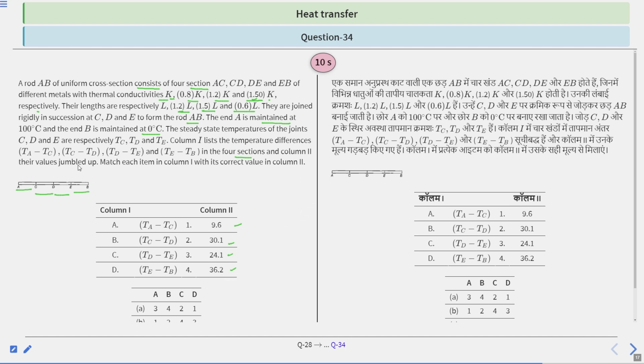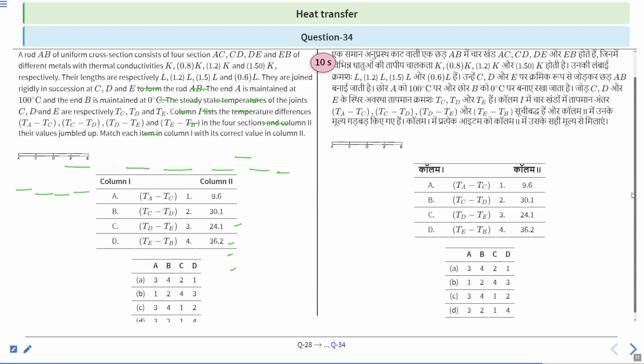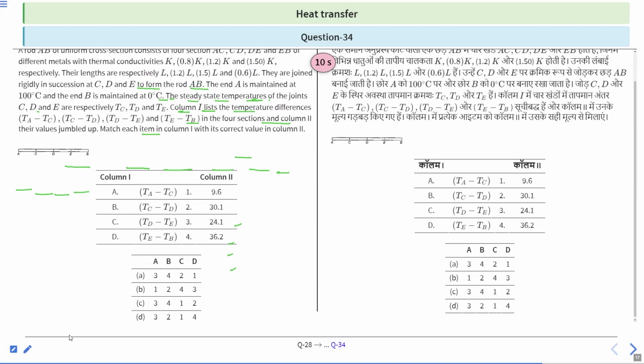Their values are jumbled up. Match each item in column first with the correct value in column second. Clear? And choose which one is correct. Clear? You have 10 seconds to solve this question. After 10 seconds, we will provide the solution of this question.